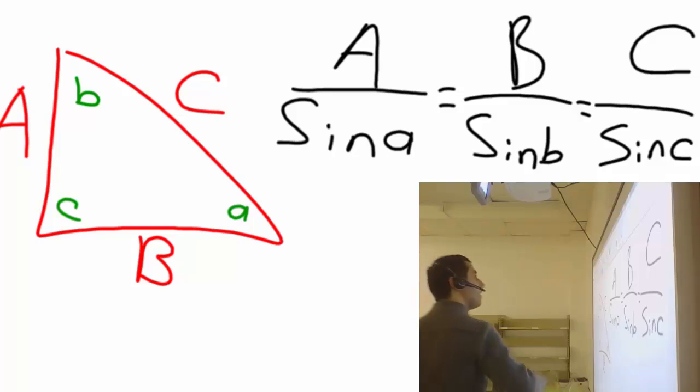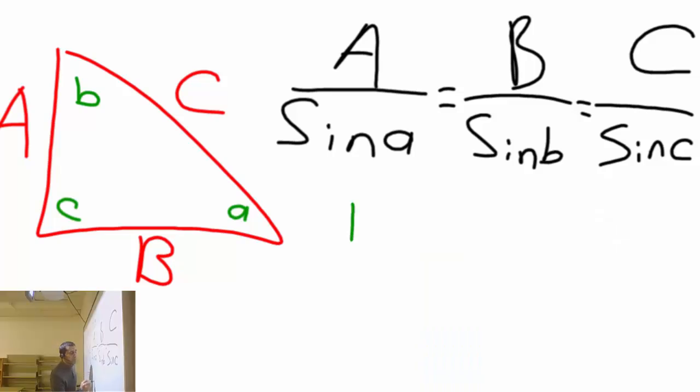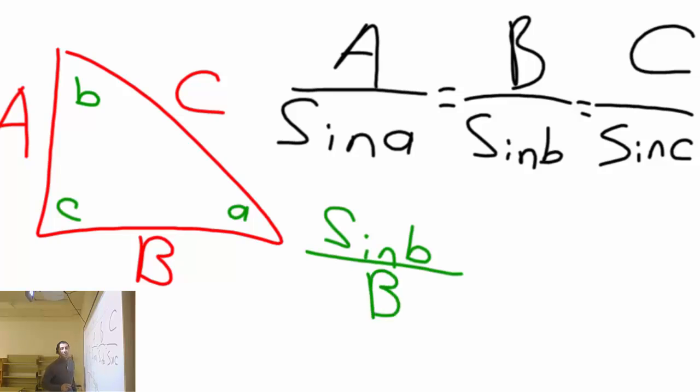But it doesn't have to be like this. It can be the other way around. So you can write down the angle first. Which angle am I going to start with? Let's start with B this time. So sin B is on top, and the side capital B is the one that divides.